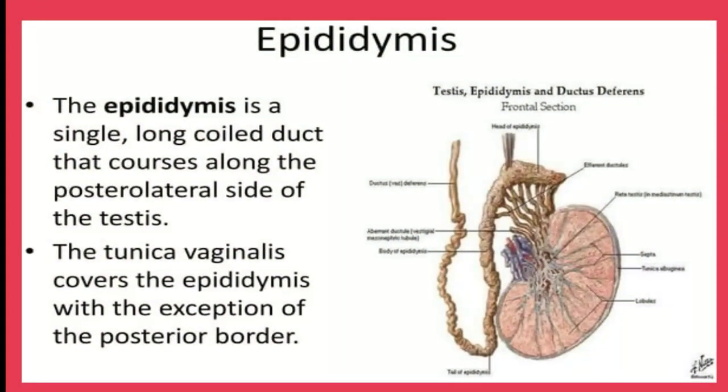Then the epididymis. The epididymis is a single long coiled duct that courses along the posterolateral side of the testis. The tunica vaginalis covers the epididymis with the exception of the posterior border.